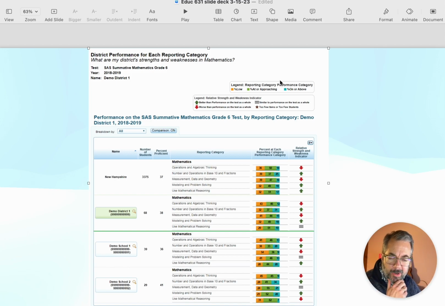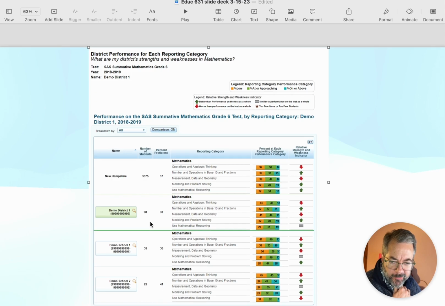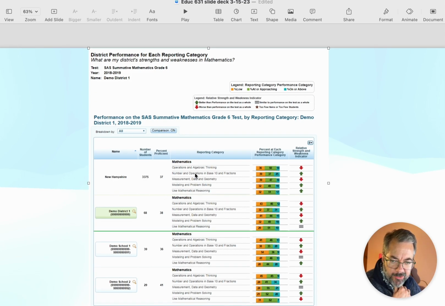So the way this works here is I'm going to show a bunch of charts that you're going to get back if your students take the SAS. And this is just math, for instance. You're going to get a comparison of New Hampshire as well as within individual schools. So here in New Hampshire, this is dummy data. Again, it's not anybody particular. This is grade 6 data in the state assessment.